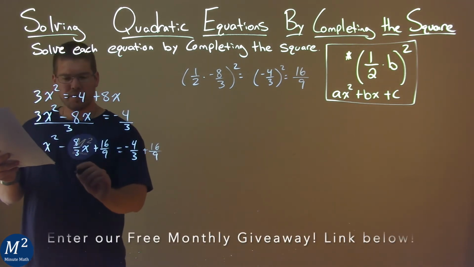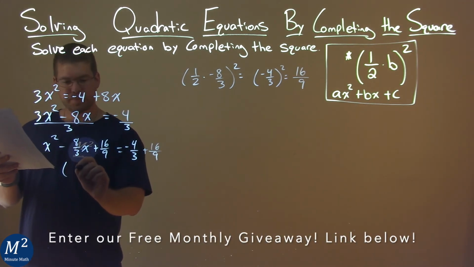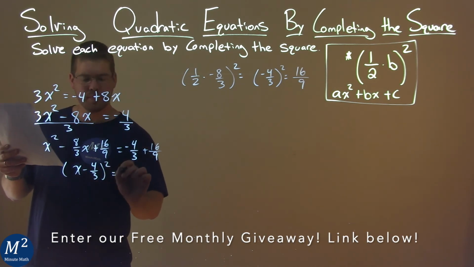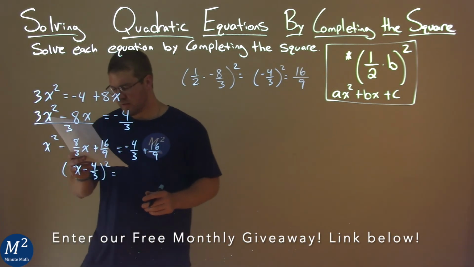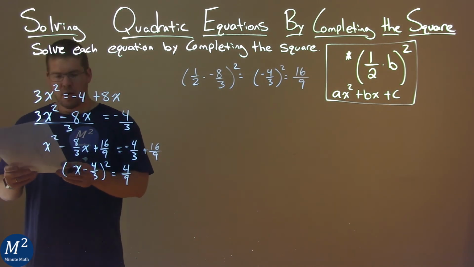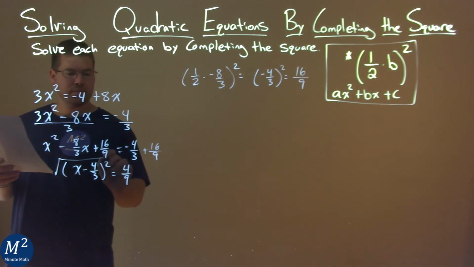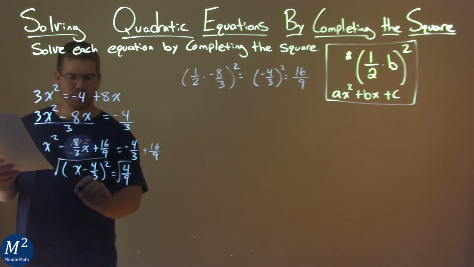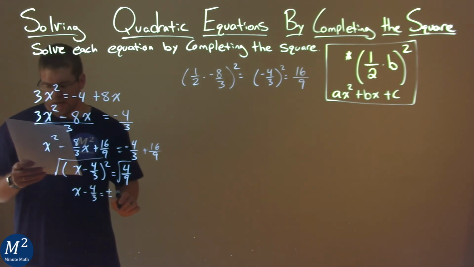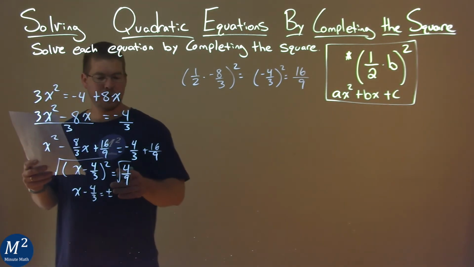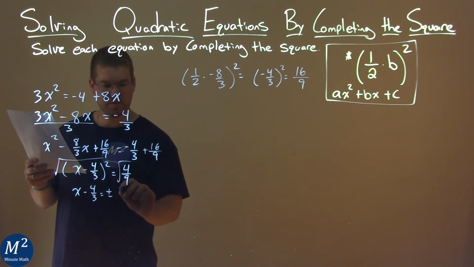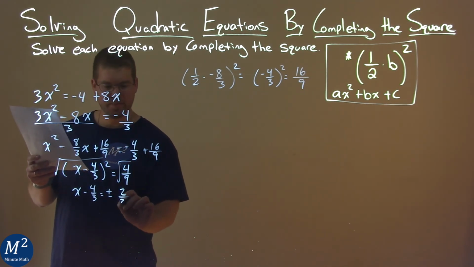In doing so, the left-hand side becomes a perfect square, x minus 4/3 squared equals, well, negative 4/3 plus 16/9 comes out to be 4/9. We take the square root of both sides here. Same process as before. x minus 4/3 equals plus or minus the square root of 4/9, and we can take the square root of the numerator and denominator individually. The square root of 4 is 2, and the square root of 9 is 3.